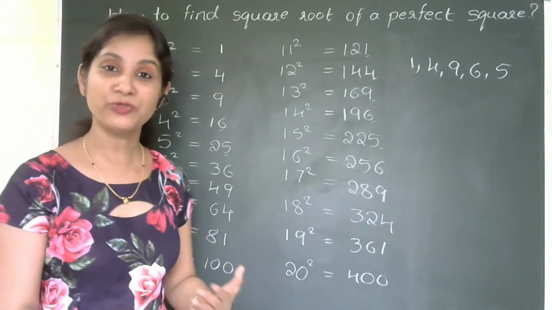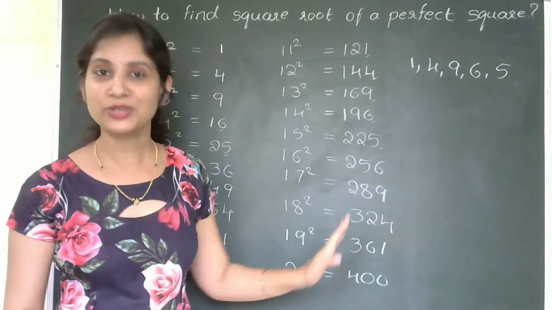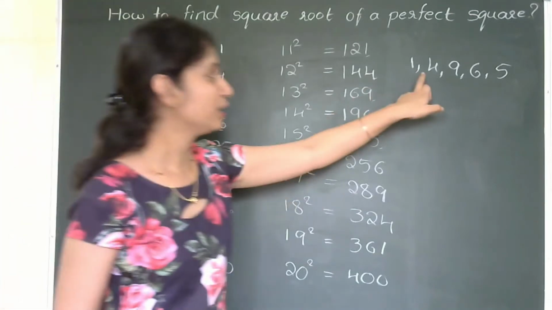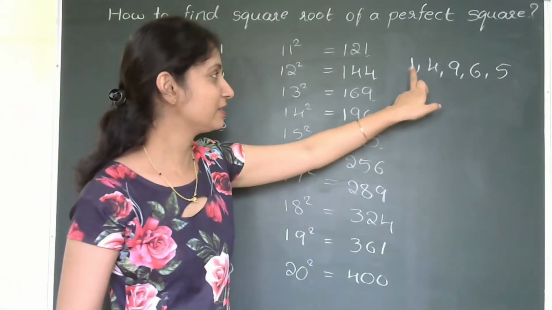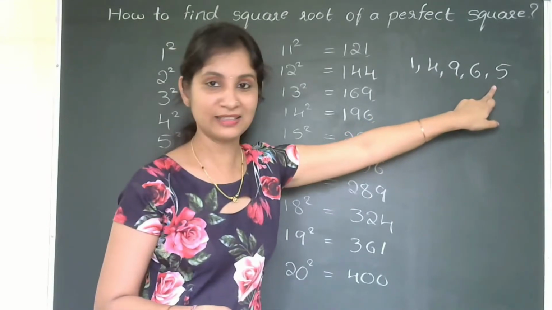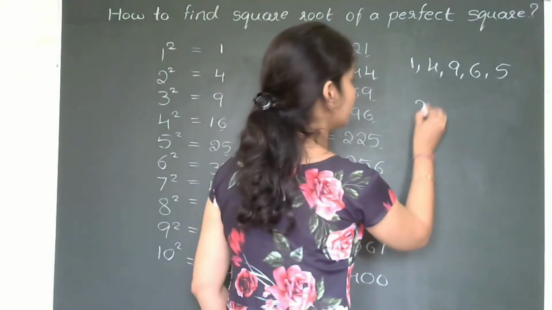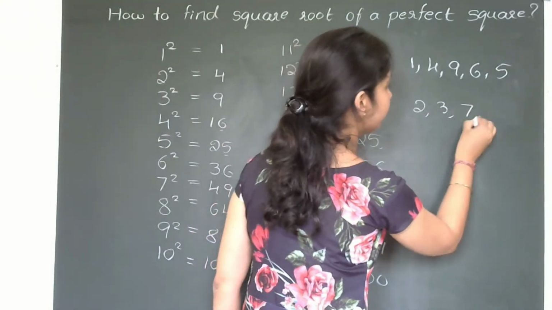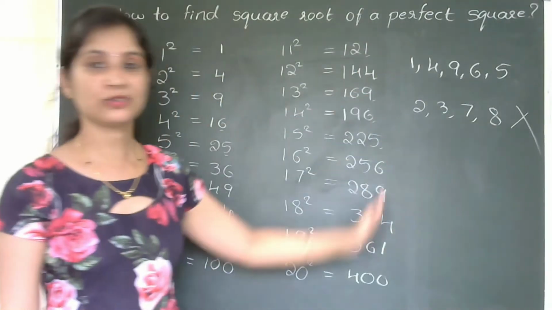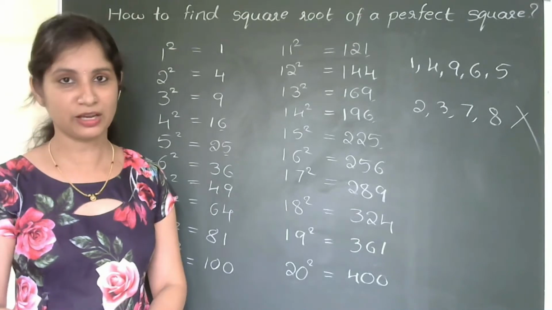And inversely, how can we say that 2, 3, 7, 8 will not occur in the unit place of a perfect square? See, in between 1 and 4 you will get 2 and 3. 5 and 6 are there. 7 and 8 you will not get, right? That means 2, 3, 7, 8 will not occur in the unit place of any perfect square. Okay, one thing we concluded.